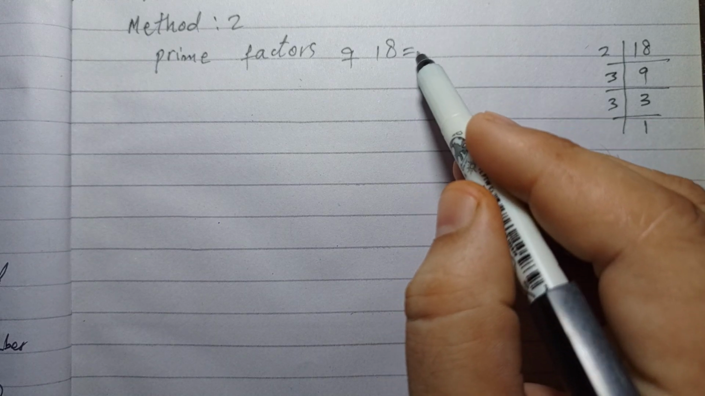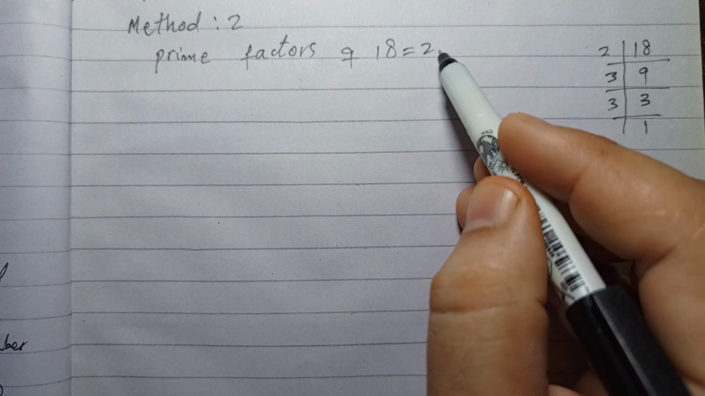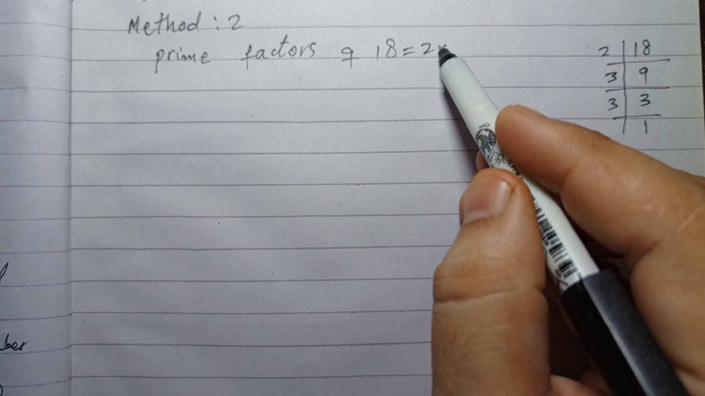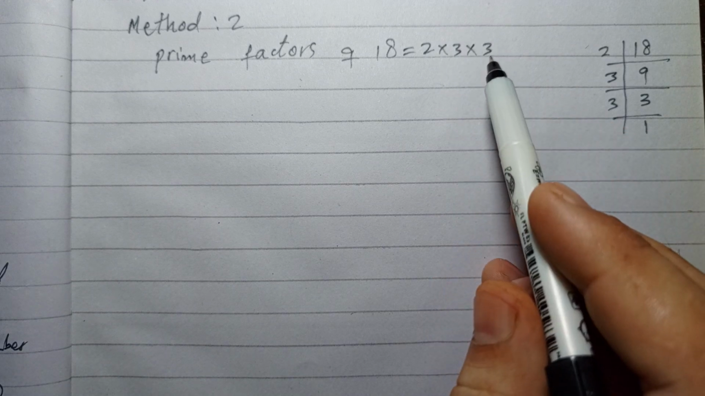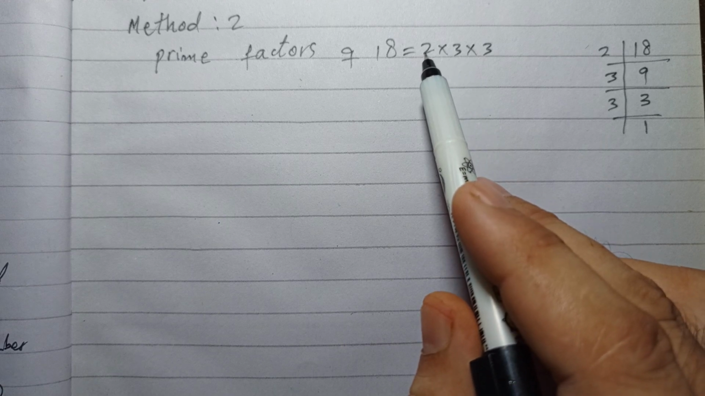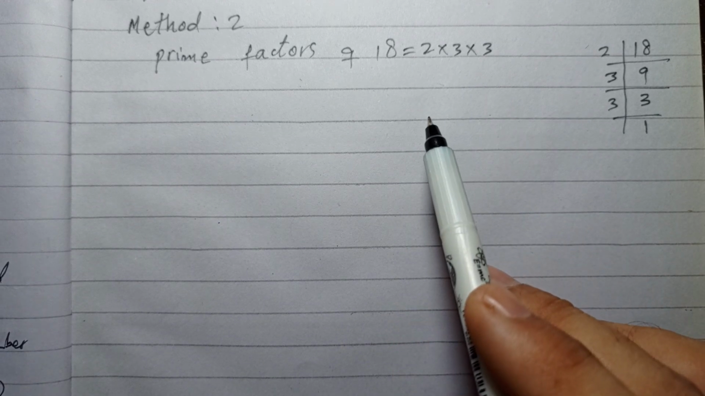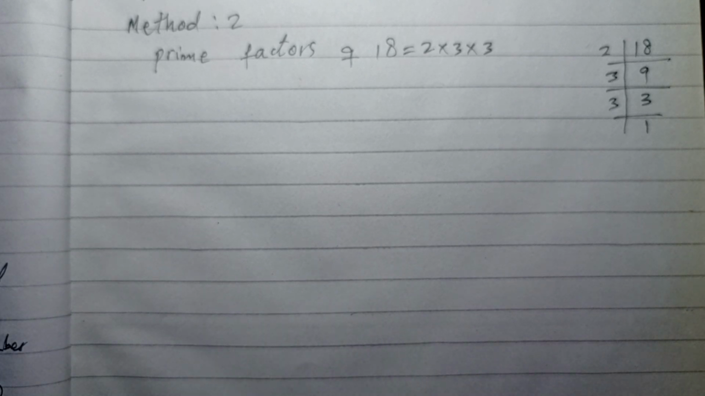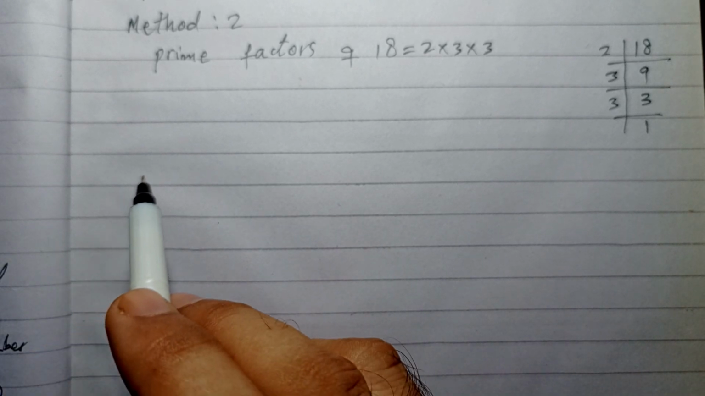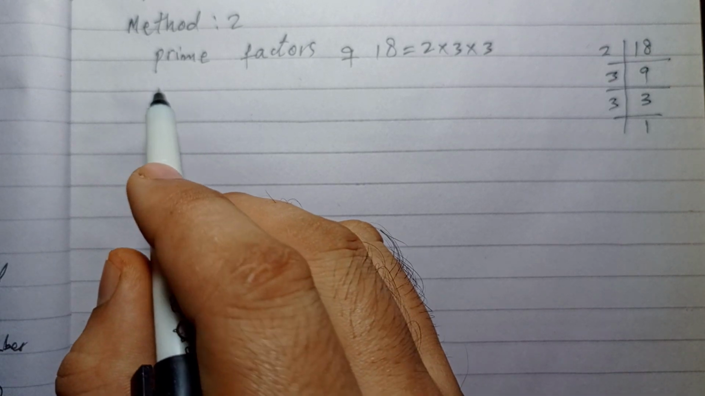So these are the prime factors of 18. Write these here: 2 multiplied by 3 multiplied by 3. 3 threes are 9, 9 twos are 18. These are the prime factors of 18. It means that these are parts of 18. Now find the prime factors of 30.